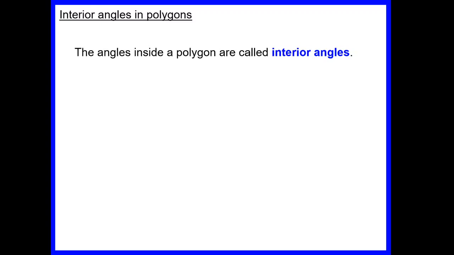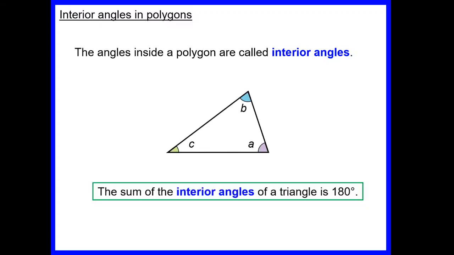Okay, so now that we know their names, we're going to see if we can figure out the total interior angles inside our polygon. The interior angles are the angles that are inside the shape. So our triangle here is made up of three interior angles, A, B and C. And the sum of the interior angles of our triangle is 180 degrees.